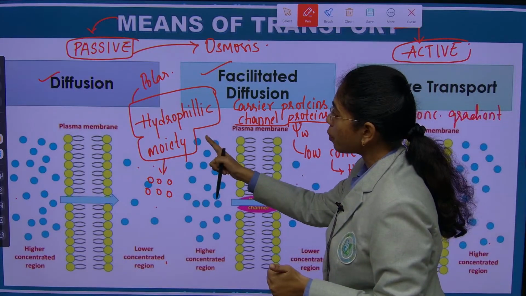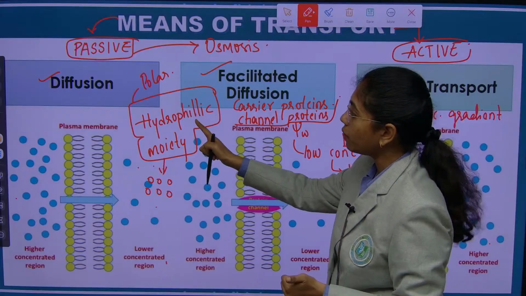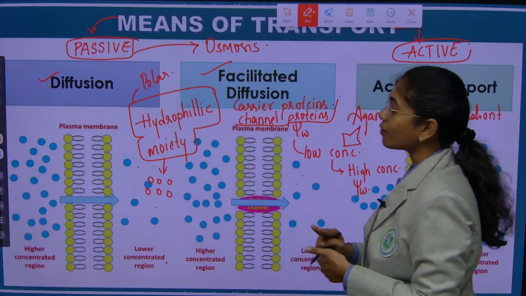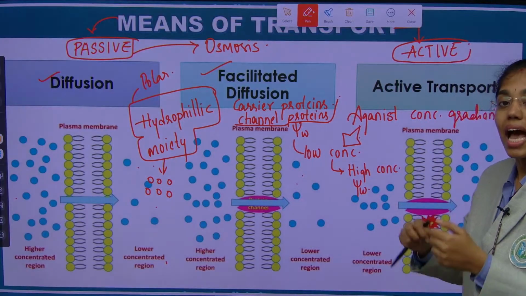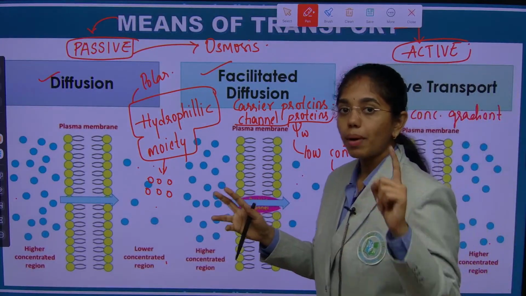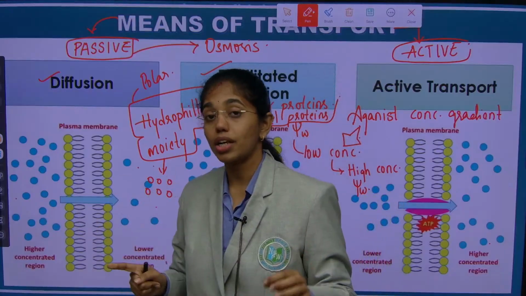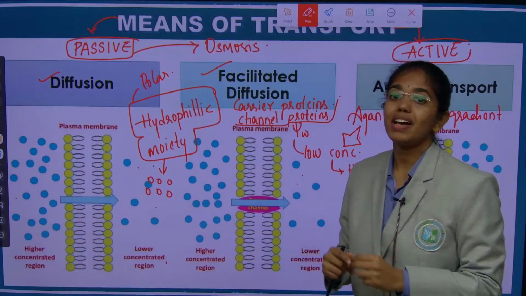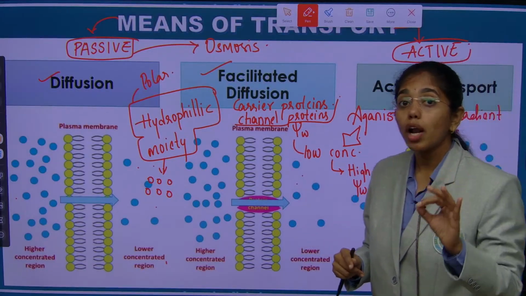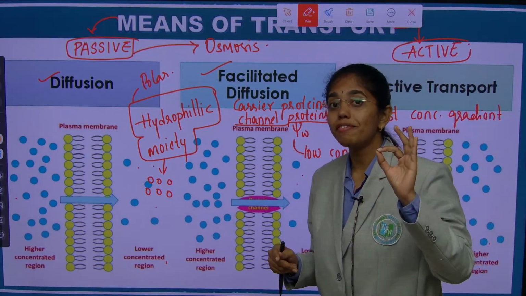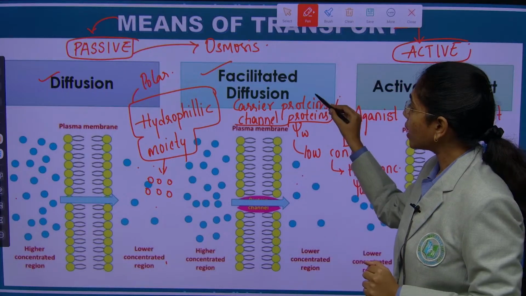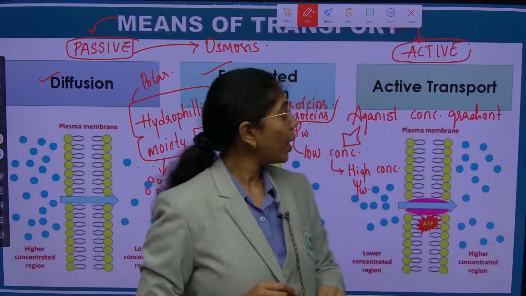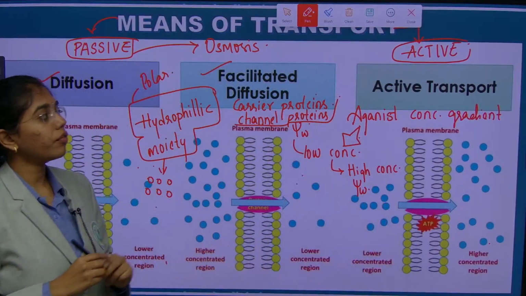So, those molecules which have a hydrophilic moiety, which are polar, which cannot diffuse by themselves, will take the help of carrier proteins or channel proteins, and they will get transported from higher concentration to lower concentration, that is, across the concentration gradient, which is known as what? Facilitated diffusion. The molecule transport will be facilitated by carrier proteins or channel proteins. Clear till here? Now we will look at active transport.